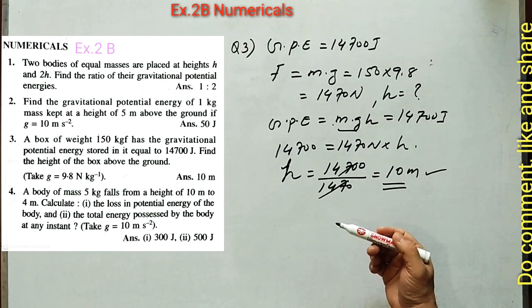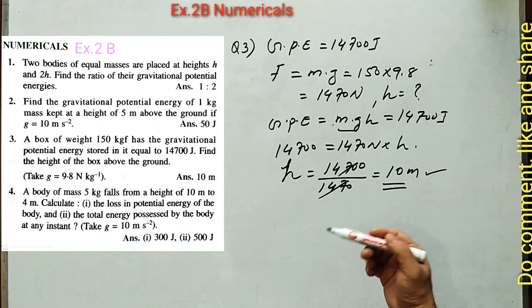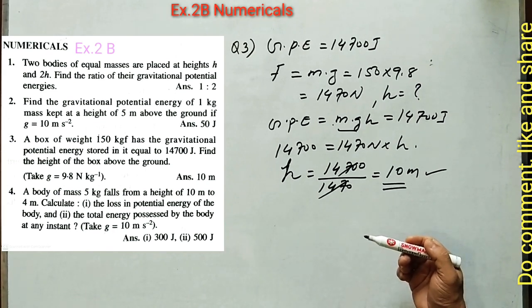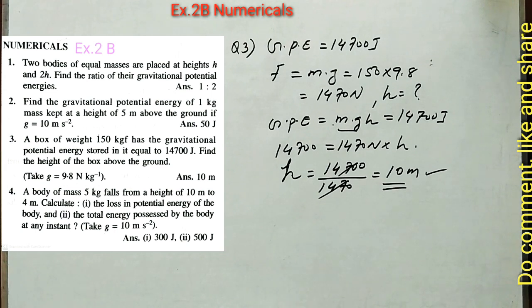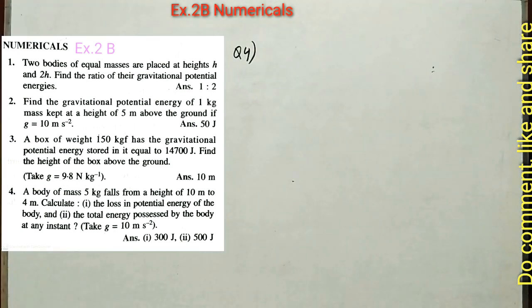So in the beginning, you find basic and easy type problems. As you move ahead, they increase the difficulty level, and as you go ahead, you can find tough problems or the higher order thinking questions. Clear? Now question number 4.